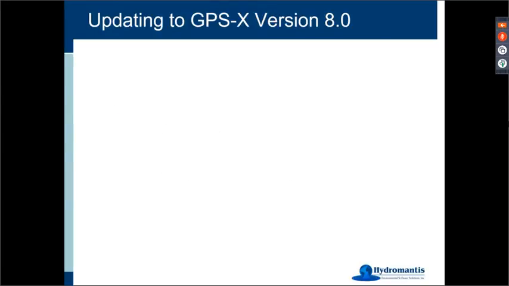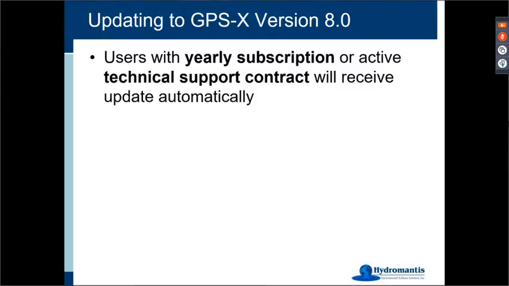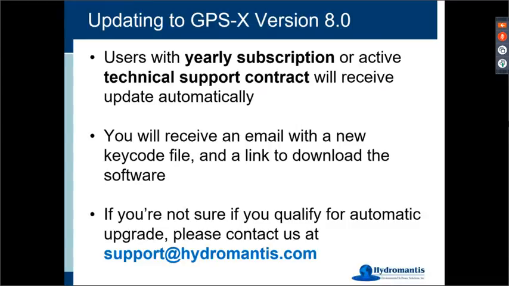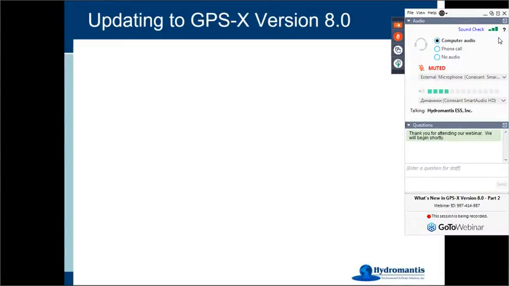Okay, so just a few words about how new versions are distributed to you. Users with a yearly subscription or active technical support contract will receive the version 8 update automatically. So we're shipping them out this week. So if we haven't got to you yet, don't worry, it'll be coming to you soon. You'll receive an email. It'll have a new keycode file attached and a link to where you can download the program that will install the new version of GPSX for you. So if you're not sure if you qualify for an automatic upgrade or not, please just send us an email to support@hydromantis.com and we can let you know all the details about your setup.